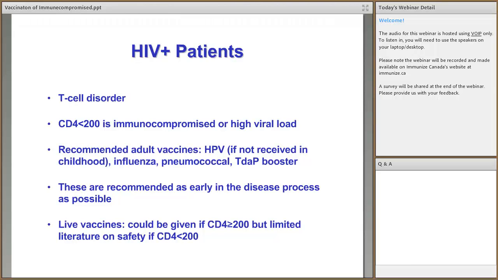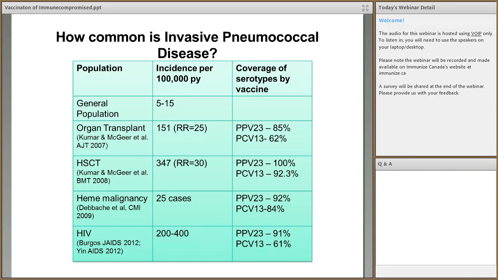Now, I always get the question about the live vaccines. Live vaccines in general could be given if the CD4 T cell count is more than 200, but there is limited literature on safety if the CD4 cell count is below 200. So definitely above 200, but below 200, we're not sure because of the limited literature. So in HIV persons, we have to consider some important vaccine-preventable diseases.